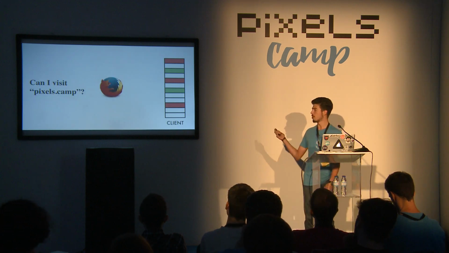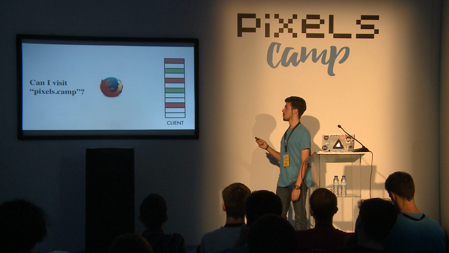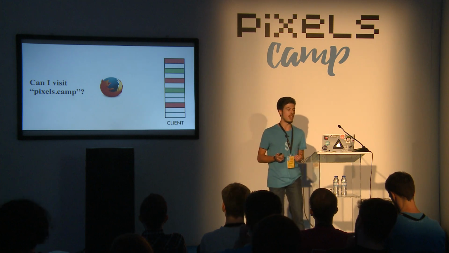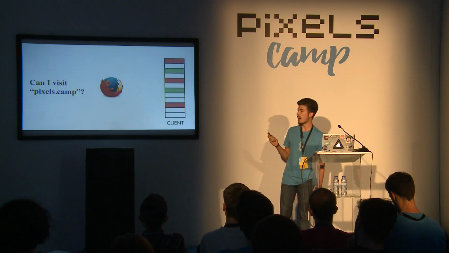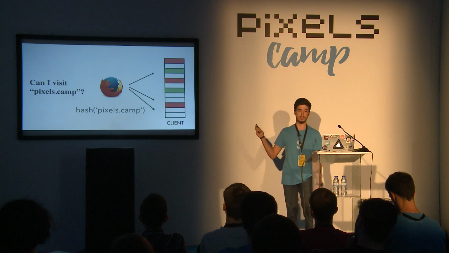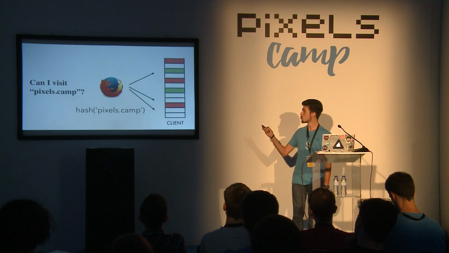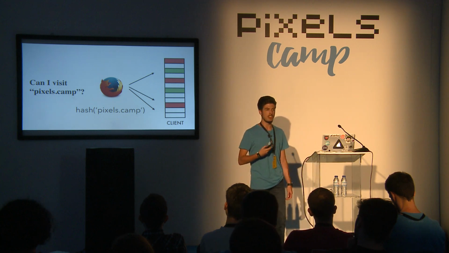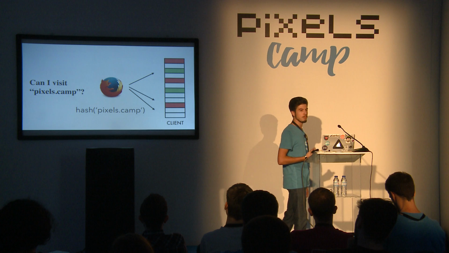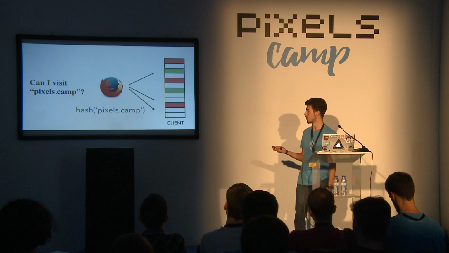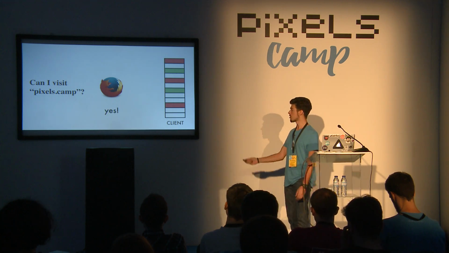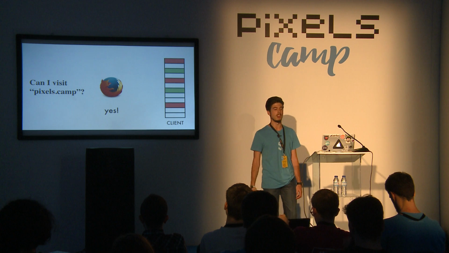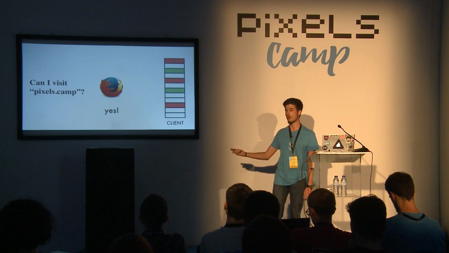So now this is on the client side, and the user comes in and asks to visit pixels.camp. What we're going to do is hash pixels.camp and check the corresponding indexes. Even though 2 of them are set to 1, 1 of them isn't. So we are definitely sure that we never hashed pixels.camp to our bloom filter. And we can go ahead and say, yes, go ahead and visit because it's not in the Bloom filter, so it's not a malicious URL.